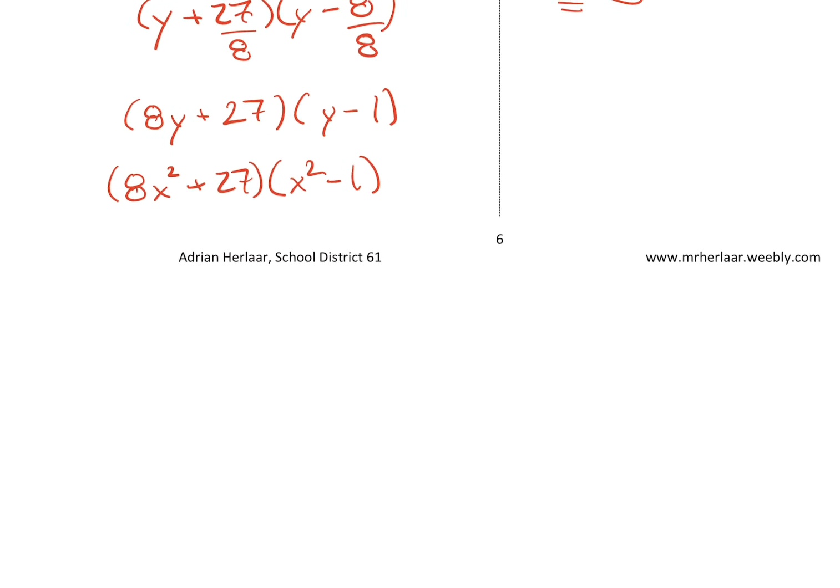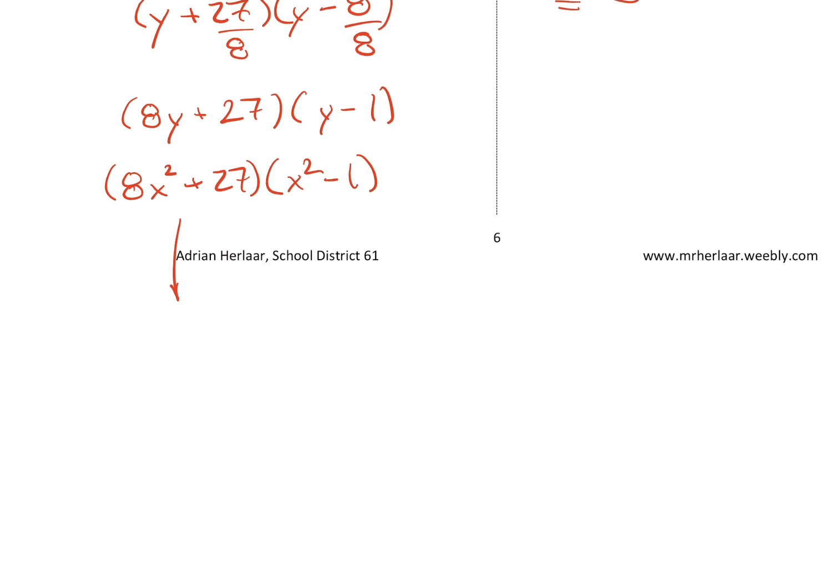Now why did I do that? Well, because this, there's nothing I can do. But this is a difference of squares. So I can actually break it down even further. And that is the full answer.